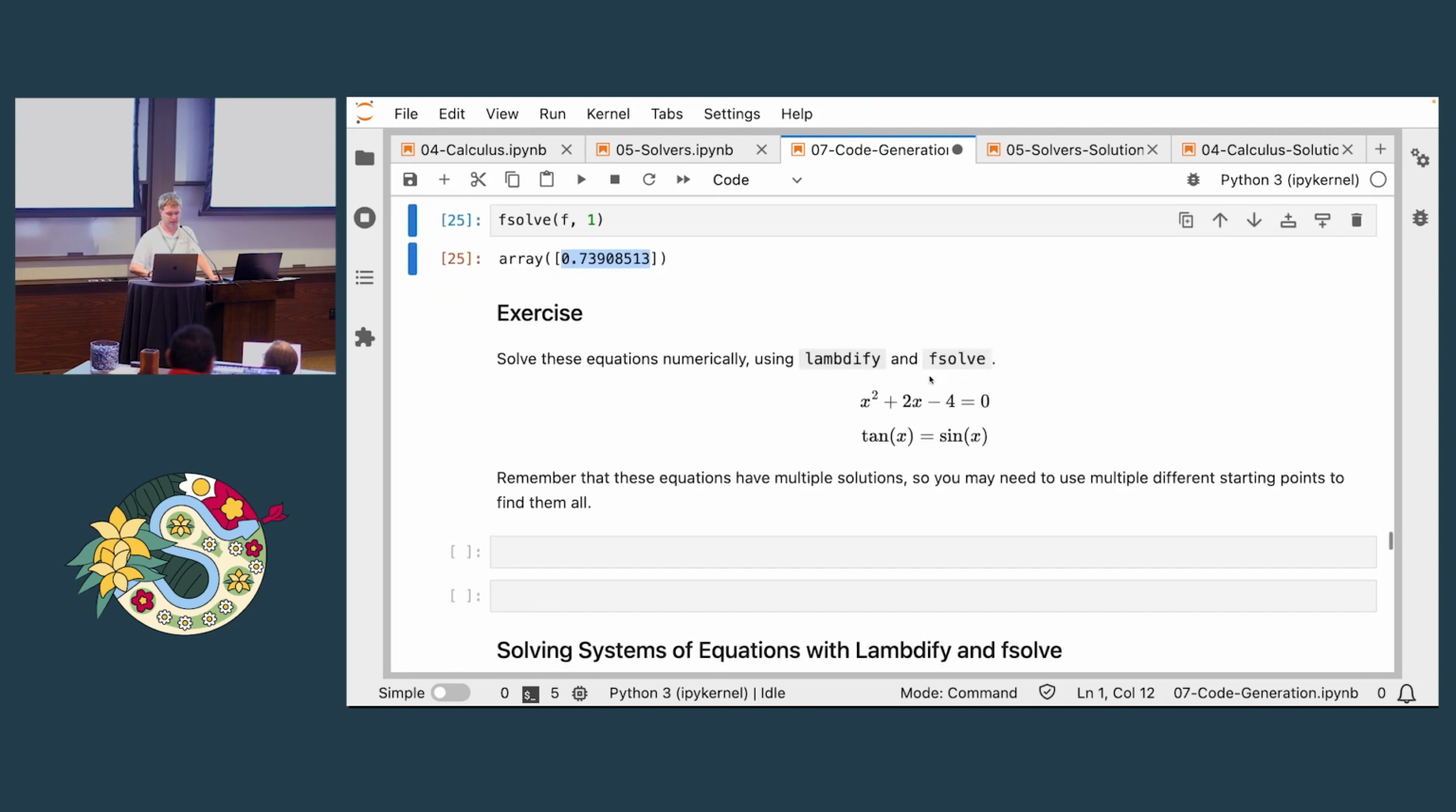An exercise now is to solve these two equations from the previous notebook, but using lambdify and fsolve.